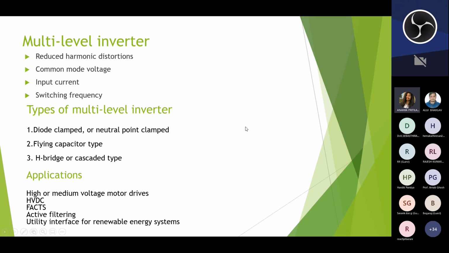Here I have gone for a multi-level inverter, and I have gone with the three-level inverter. Why do we go for a multi-level inverter? Obviously, it reduces harmonic distortions as the output will be more towards sinusoidal. dV/dt will also be reduced, so voltage stress will also be reduced. Common mode voltage will be smaller, so stress on the drives will hence be reduced.